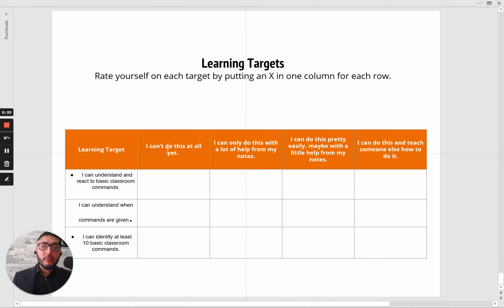And then we have the rating. I can't do this at all. I can only do this with a lot of help from my notes. I can do this pretty easily, maybe with a little help from my notes. I can do this and teach someone else how to do it.